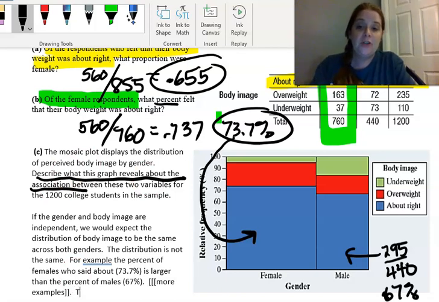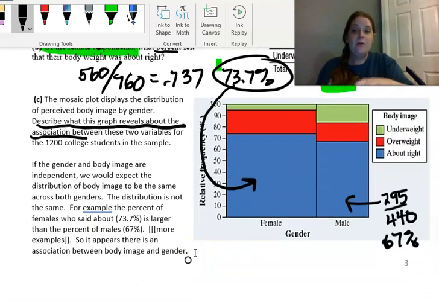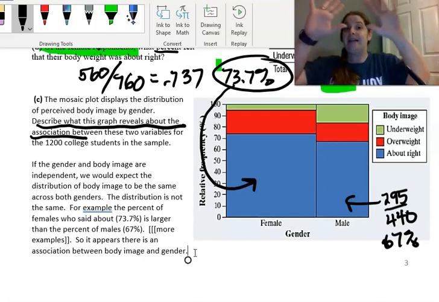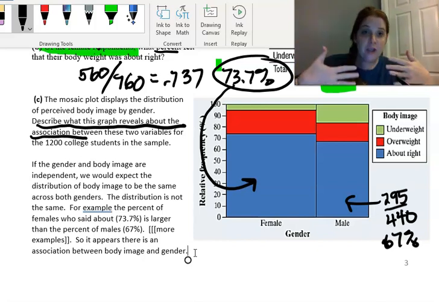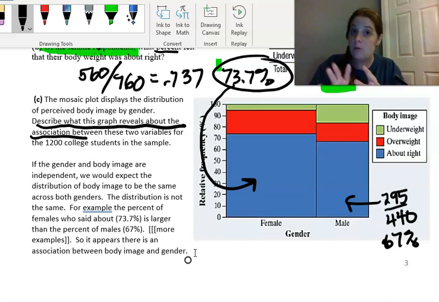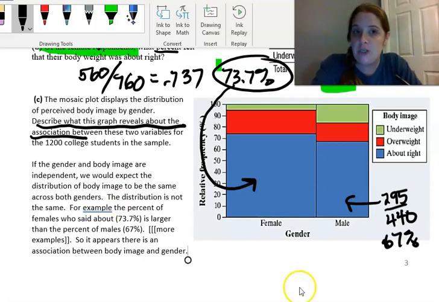Okay, therefore, it appears there is an association between body image and gender. All right, so if body image and gender were independent, we would expect the distribution to be the same across both genders. Here's what we expect to see. Here's what we actually see. Here are our examples that show that what we expected to see is not what we got. So therefore, we believe that there's an association between these two. All right, so good luck talking about independence and examining mosaic plots.